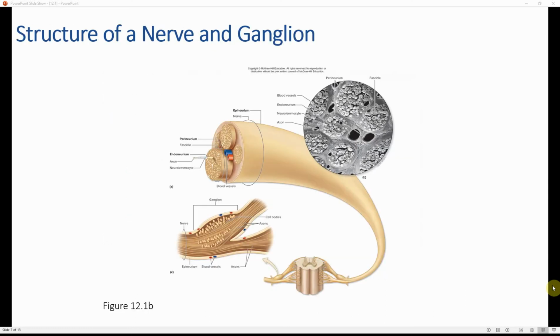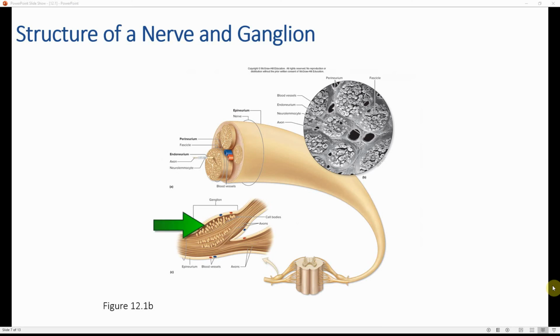Here's a diagram of our nerve. You can see that it's like a big cable wrapped up. Little tiny wires are wrapped up into smaller cables, and then those smaller cables are wrapped up into one large cable. So just like we had our muscle with the epimysium, the perimysium, and the endomysium, we have the epineurium, the perineurium, and the endoneurium. These axons that we see, these little tiny axons, are always sending a signal in one direction only.